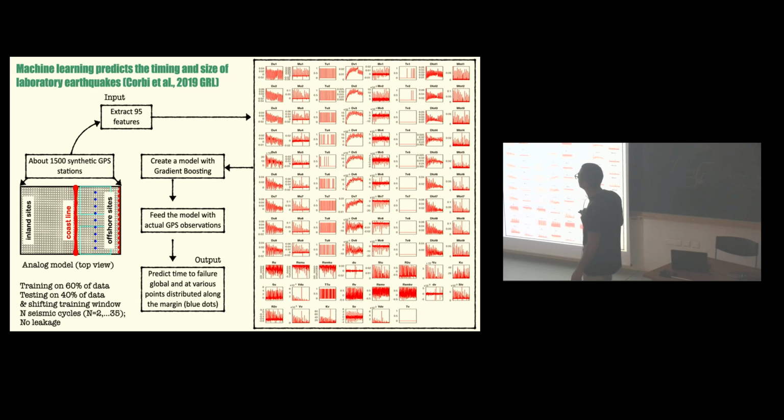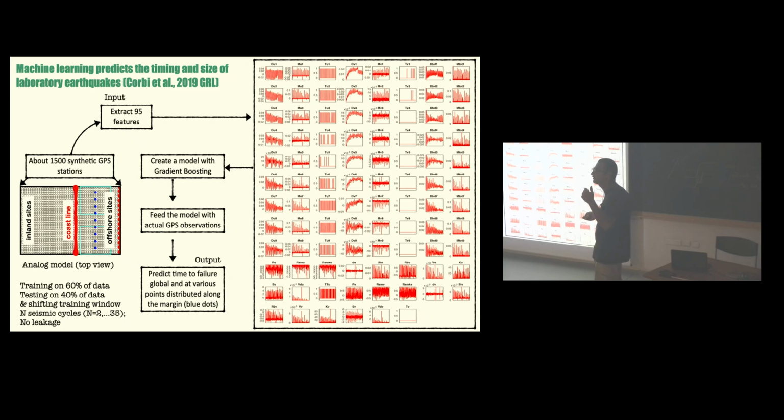We extracted statistical features from the time series that you can see here. I can go into more detail on how we did that. Then I created a gradient boosting machine learning model to predict the time to failure, and I used two different framings.